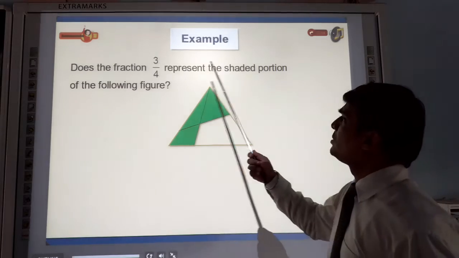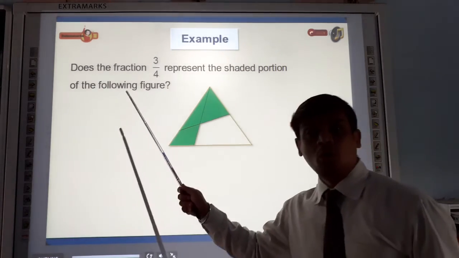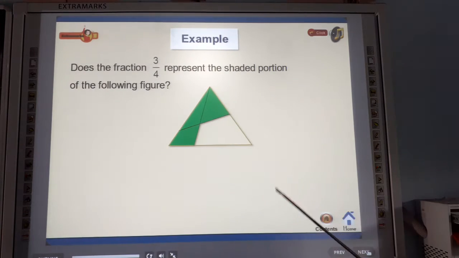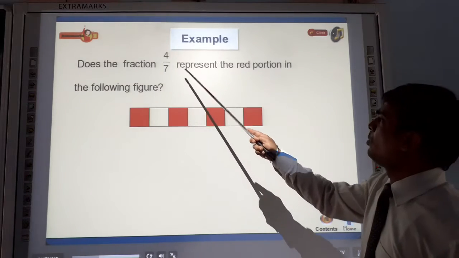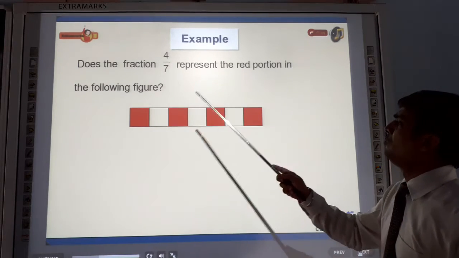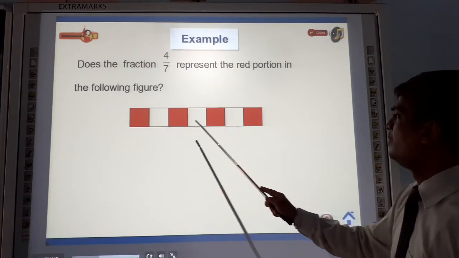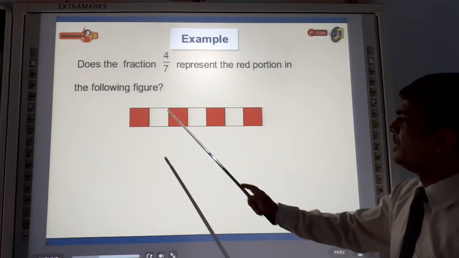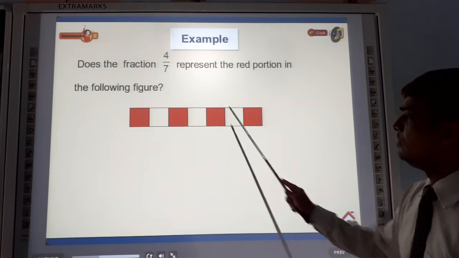Now next example, does the fraction 3 by 4 represent the shaded portion of the following figure? Does the fraction 4 upon 7 represent the red portion in the following figure? Total number of parts 7: 1, 2, 3, 4, 5, 6, 7, and number of different color parts 1, 2, 3 and 4. 4 upon 7.